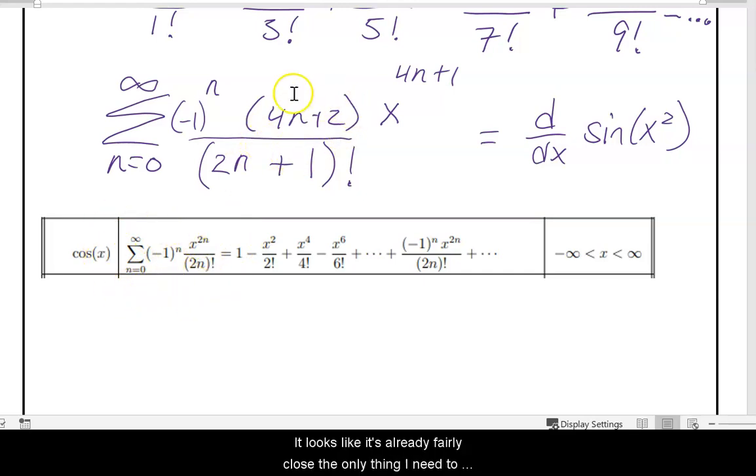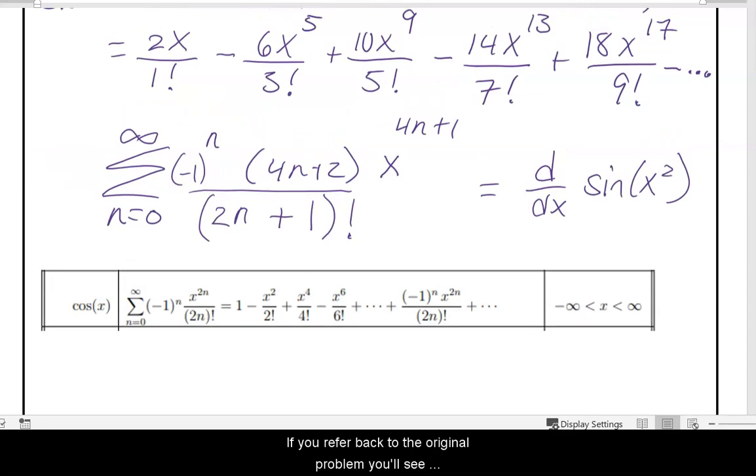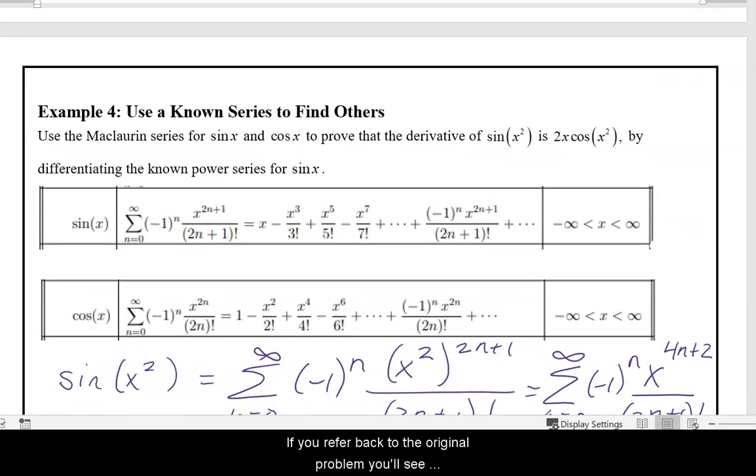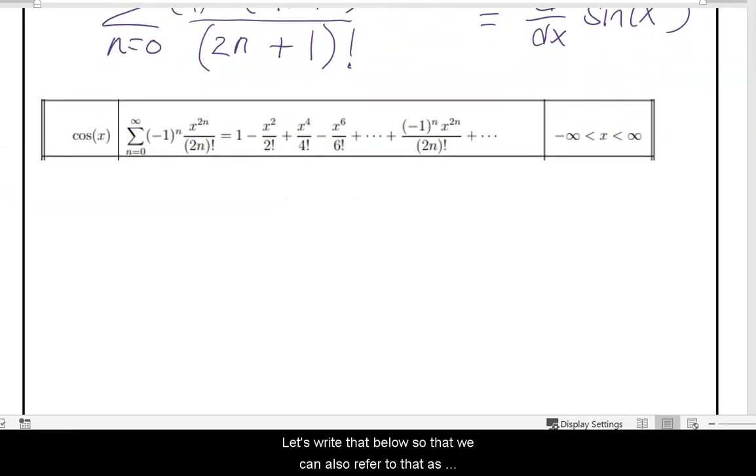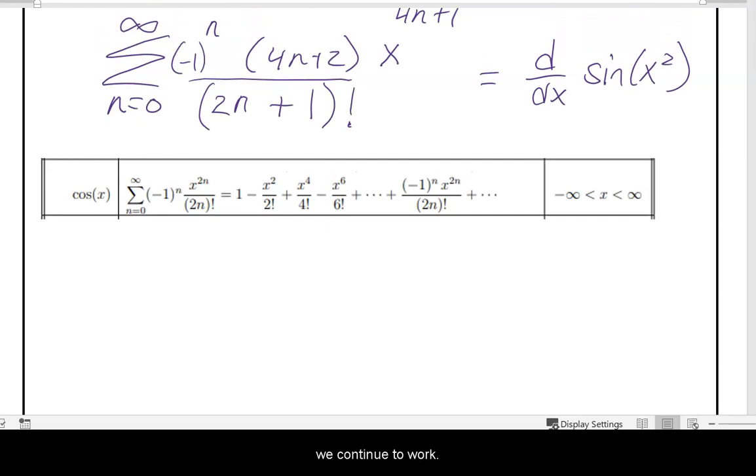It looks like it's already fairly close. The only thing I need to do is a slight adjustment. One of the things I will want to do is to remember what it is I'm trying to prove. If you refer back to the original problem, you'll see that we're trying to prove that the derivative of sine of x squared is 2x cosine of x squared. Let's write that below so that we can also refer to that as we continue to work.